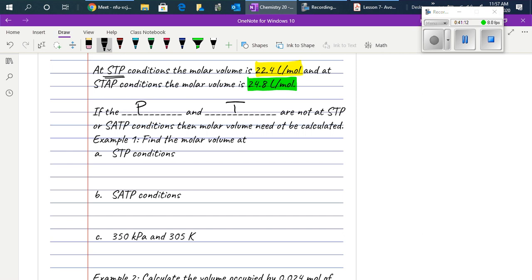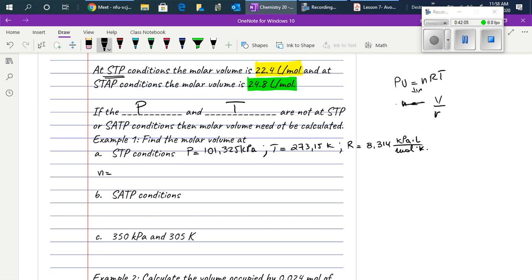So if we have STP conditions, what we have is a pressure of 101.325 kilopascals, a temperature of 273.15 Kelvin, and R, the constant, 8.314 kPa·L per mole K. Based on the information PV equals nRT, we find the volume per mole will be RT over P.